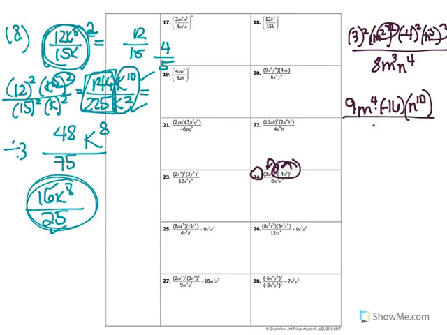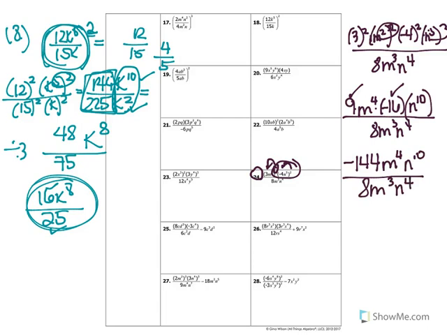And this is all over 8m to the 3rd, n to the 4th, okay? All right, so I want to clean it up a little bit. Up top, I'm going to put my numbers together. You have 9 times negative 16, which is going to give me negative 144. Okay, so up top, put my numbers together, and then I have m to the 4th, n to the 10th, all over 8m to the 3rd, n to the 4th.